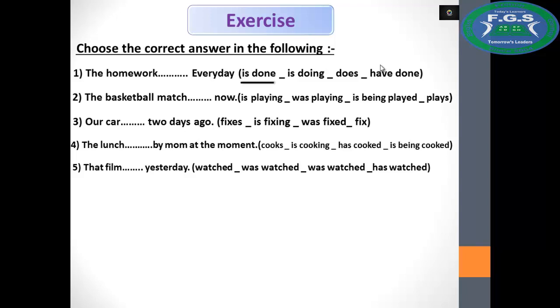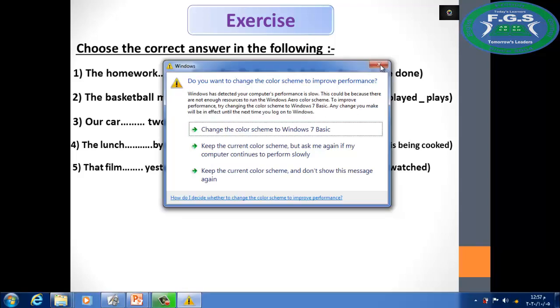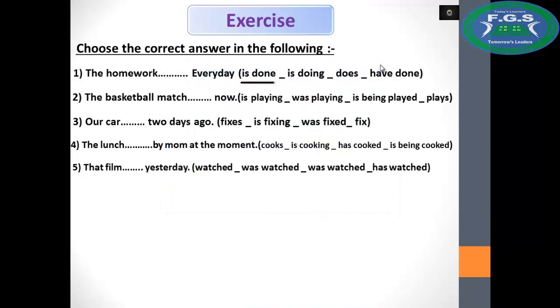Okay, number two. The basketball match now. So, what is the answer? Is playing, was playing, is being played, or plays? Great, thank you. Is being played. That's okay.